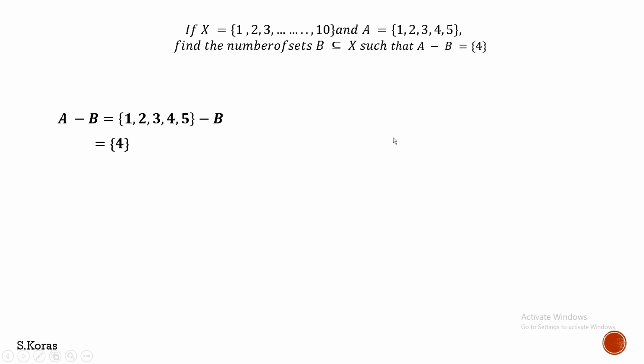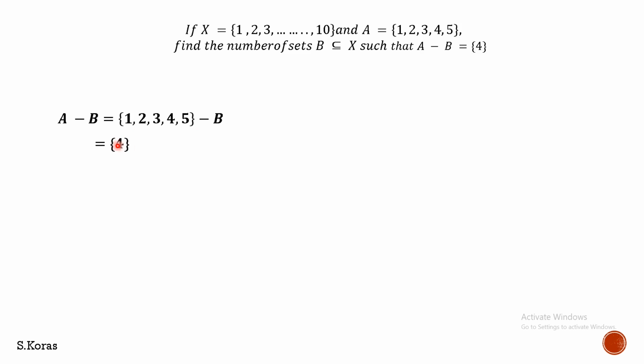Right. Now, what do you mean by A difference B? A difference B means only A. The meaning is, this result talks about the elements present only in A but not in B. That's what your result is. So simply we can say the result is 4.